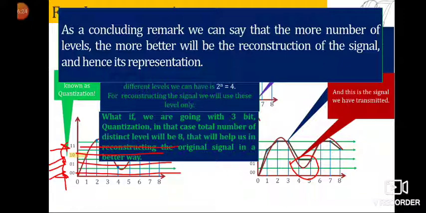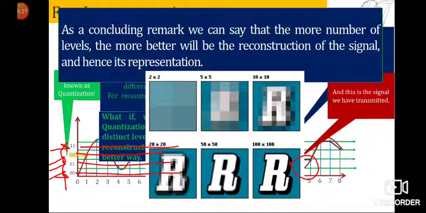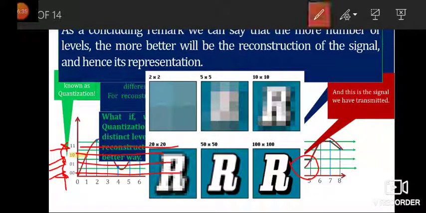As a concluding remark, we can say that the more levels we have, the better will be the reconstruction of the signal, and hence its representation. With the help of this image, in the first image I have used only 2 bits, so the total number of different levels was 2 raised to the power 2, that is 4. This is barely understandable. As I keep increasing the levels, the clarity of the image increases. Here I am using 100 by 100 different levels, so the clarity of the image is very good. What I mean to say is that the more levels you have, the clearer your image or the representation of data will be.